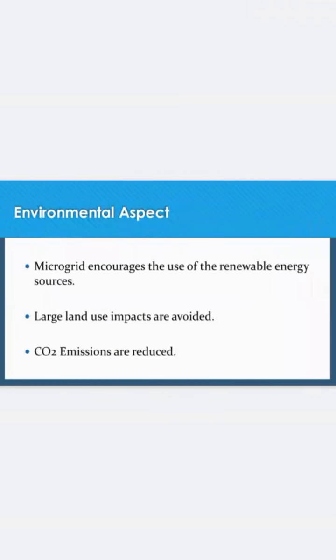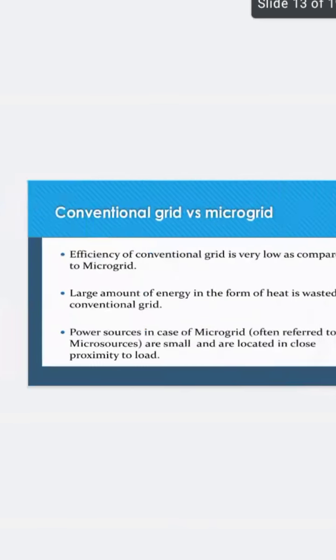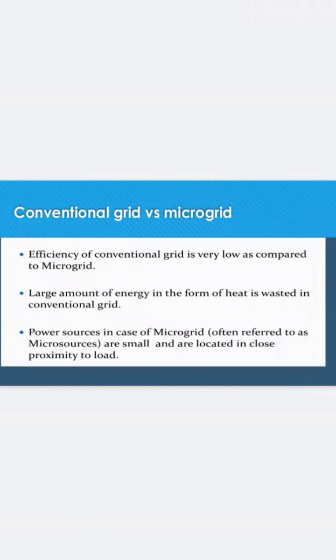Next, environmental aspects. Microgrid motivates the use of renewable energy sources like solar energy, wind energy, etc. Also, it does not require more space. Also, CO2 emissions are reduced. Conventional grid versus microgrid. Efficiency of conventional grid is very low as compared to microgrid. A large amount of energy in the form of heat is wasted in conventional grid. Power sources in case of microgrid are small and are located in close proximity to load.